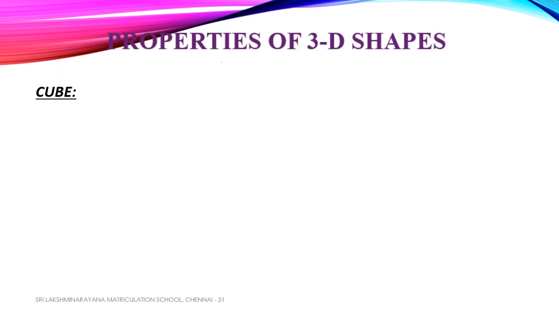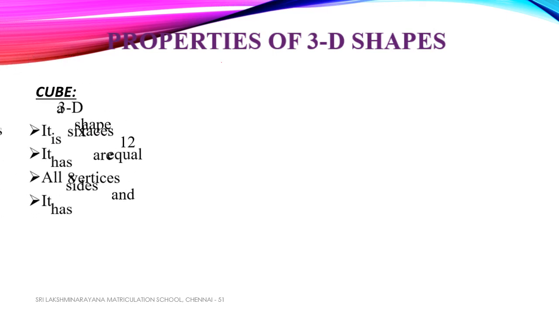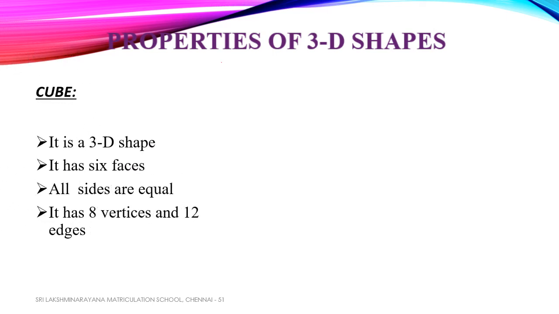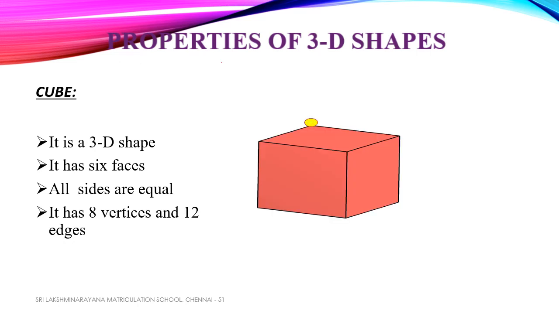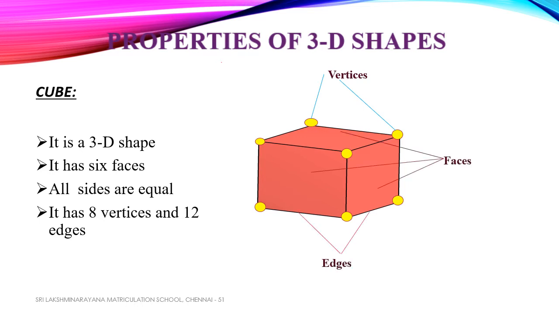Properties of 3D shapes. First shape is cube. Solid shapes have faces, edges and vertices. Cube has 8 vertices. Vertices are nothing but corners. It has 6 faces. What is a face? A flat surface is called a face. It has 12 edges. What is an edge? The line where two faces meet is called an edge.